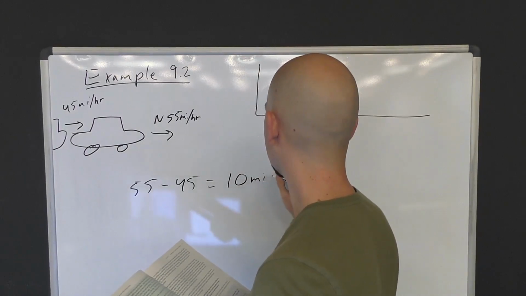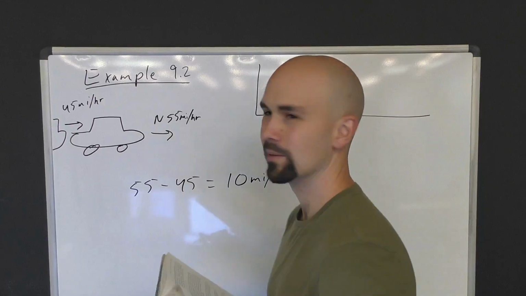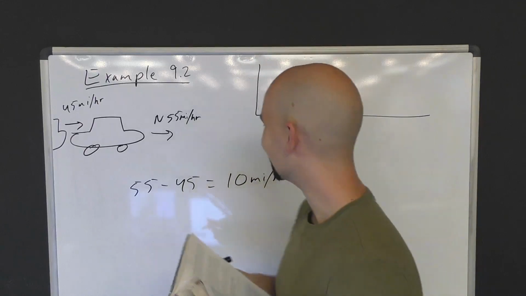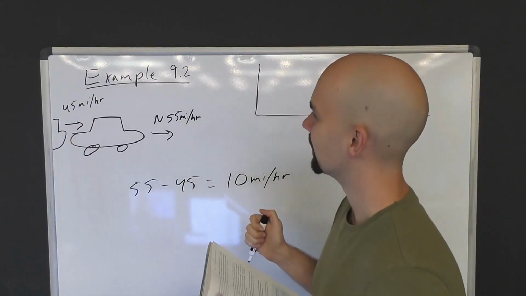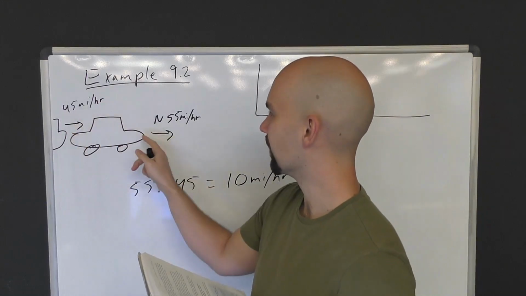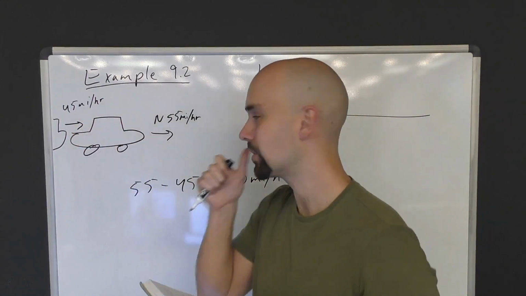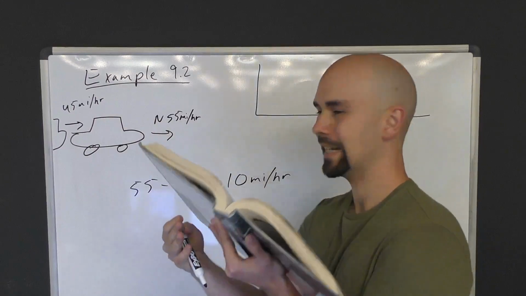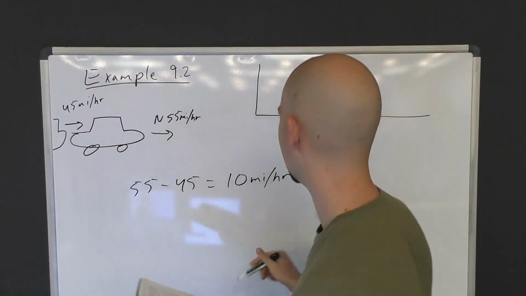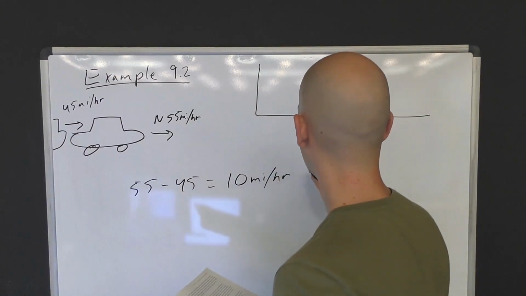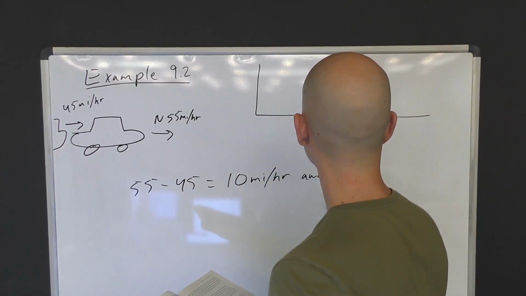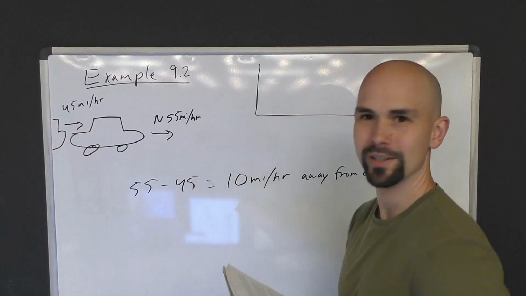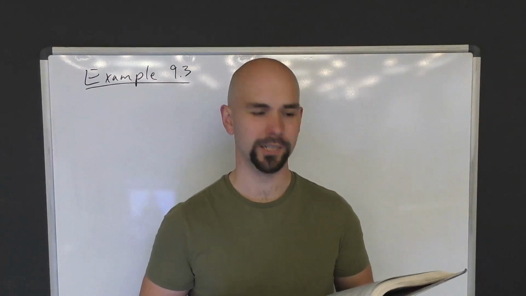10 miles per hour. That's the relative speed, but we need a relative velocity. We need to know what direction they're moving relative to each other. So they're actually going to be getting farther apart, because even though they're going in the same direction, this one's moving faster and it's ahead of the other one. So they're going to be getting gradually farther and farther apart at the rate of 10 miles per hour. So 10 miles per hour away from each other. And that's your answer.